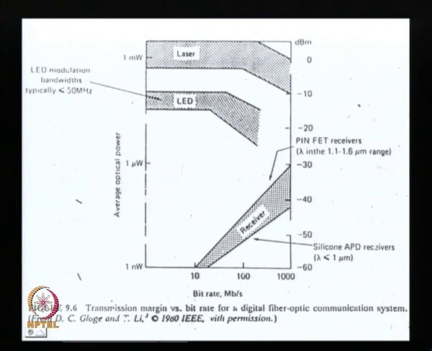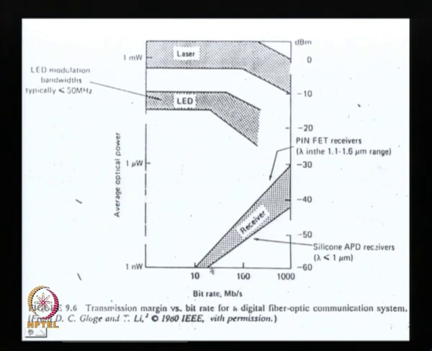Typically when we talk about optical transmitters, we have powers which range between minus 3 dBm and about plus 3 dBm. That means about half a milliwatt to about 2 milliwatts. That's the typical power which you will see from the transmitter if you are using a device like a laser. So as the data rate increases, the important thing to note is that the power supplied by the source reduces.